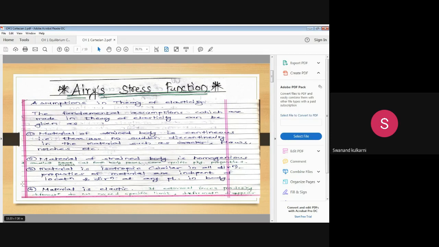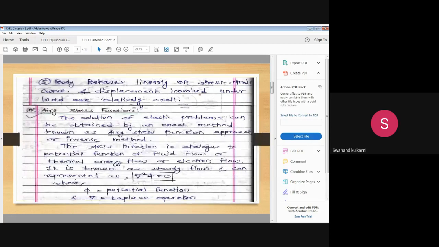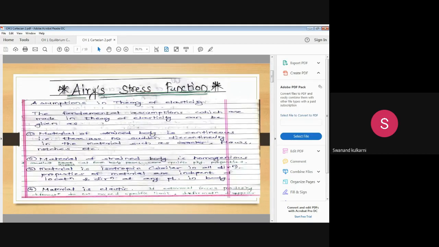Then the fourth assumption which we consider is material is elastic. Is it okay? Unless and until we consider the material as elastic material, the laws which we consider for theory of elasticity will not be followed. Is it okay? What does it mean? It means that whenever force is applied, deformation will happen, and when the force is removed, the material regains its original size and shape, which is considered to be an elastic type of material.